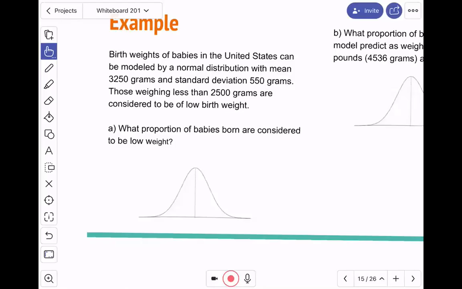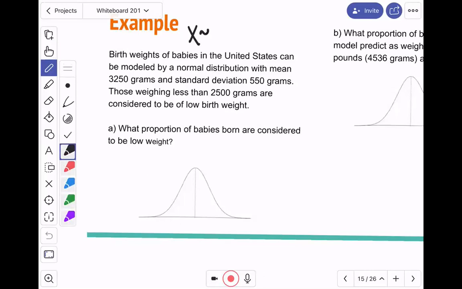It says birth weights of babies in the United States can be modeled by a normal distribution with a mean of 3,250 grams and a standard deviation of 550 grams. So they already told us that it can be modeled by a normal distribution. What that really means is that we can draw a curve. And we know that the birth weight X follows a normal distribution with a mean of 3250 and a standard deviation of 550. Those weighing less than 2,500 grams are considered to be of low birth weight. First question, what proportion of babies born are considered to be low birth weight?